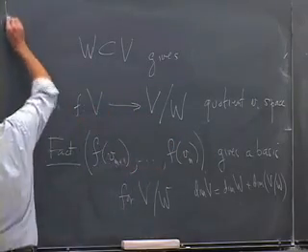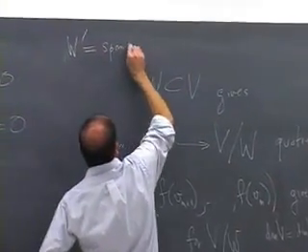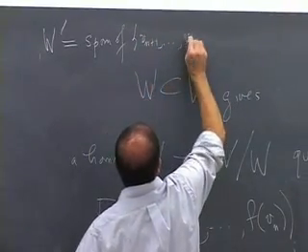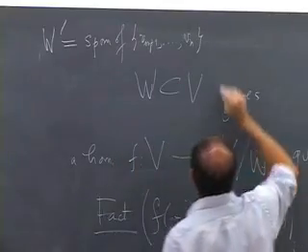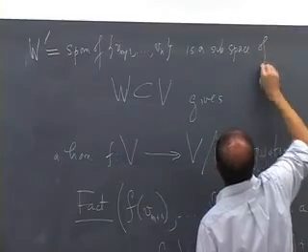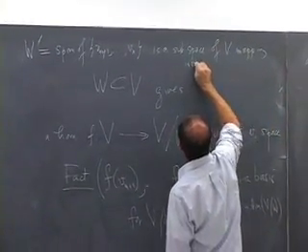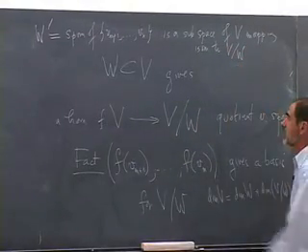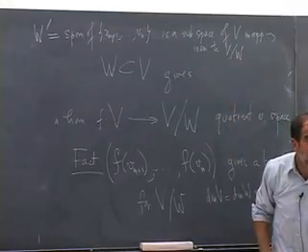So if we let W prime be the span of Vm plus 1 up to Vn, it is a subspace of V mapping isomorphically to V mod W. So in some sense, this isn't just a quotient. It's not just a homomorphism image of V. You can think of it as inside of V.